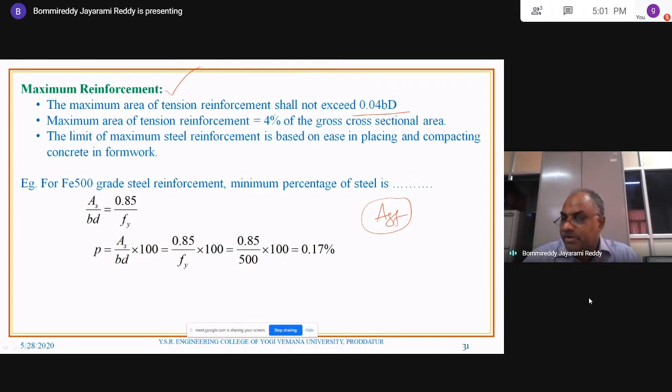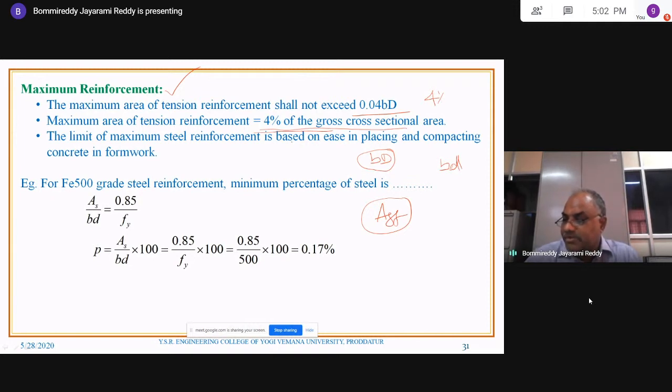Maximum area of tension reinforcement should not be more than 4% of the gross cross-sectional area. Effective cross-sectional area means B small d, because small d is the effective depth. But here the calculation is B multiplied by capital D, so it is called the gross cross-sectional area. So the maximum area of reinforcement is 4% of the gross cross-sectional area.